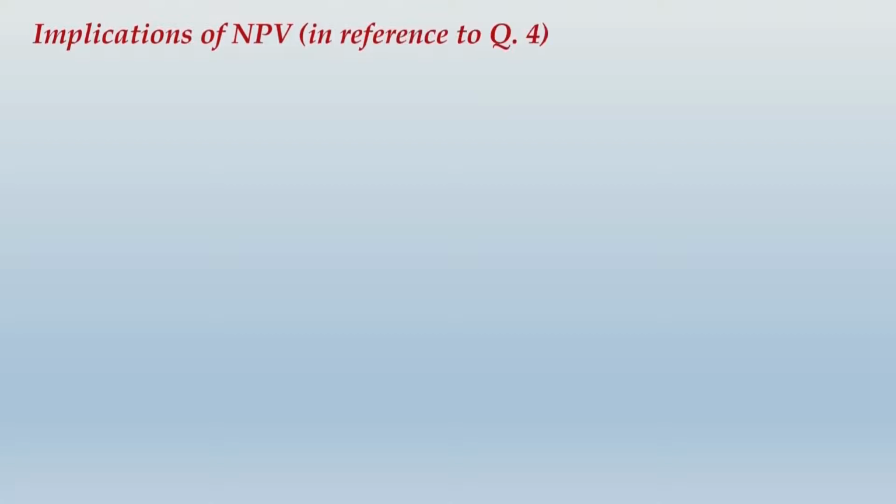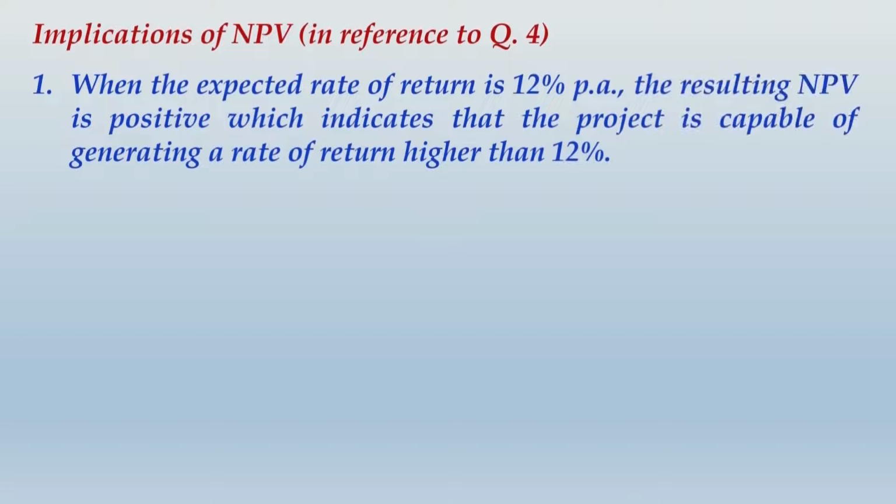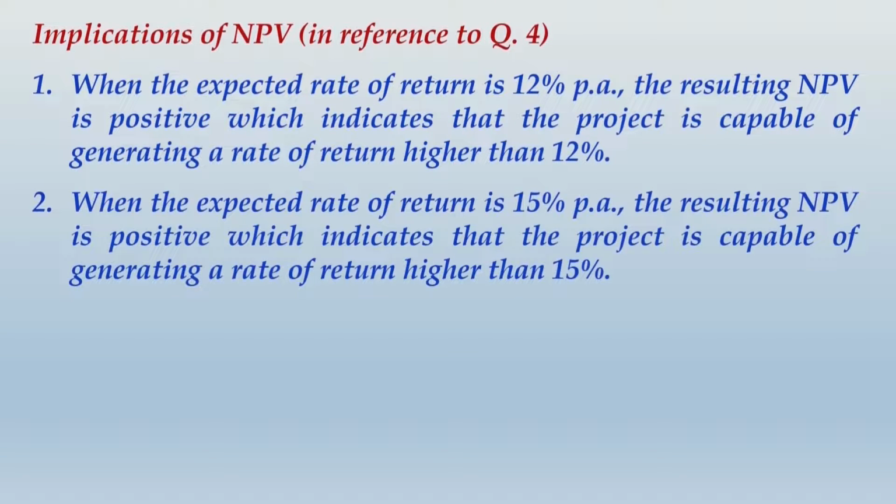Based on what we have just discussed, please write under the heading implications of NPV in reference to question number 4. When the expected rate of return is 12% per annum, the resulting NPV is positive, which indicates that the project is capable of generating a rate of return higher than 12%. When the expected rate of return is 15% per annum, the resulting NPV is positive, which indicates that the project is capable of generating a rate of return higher than even 15%.